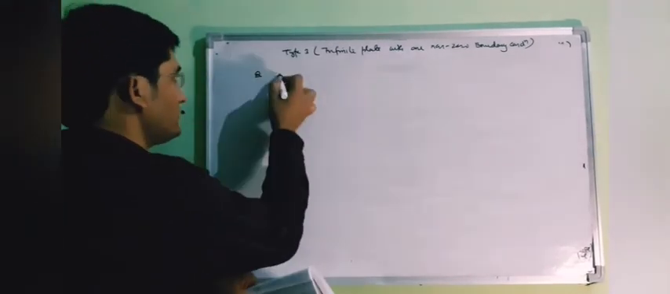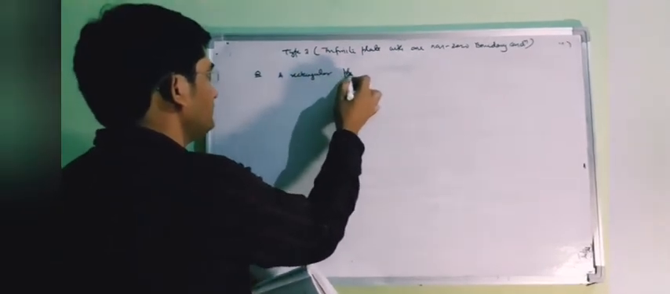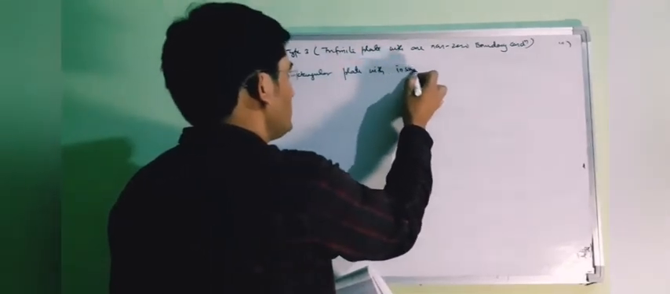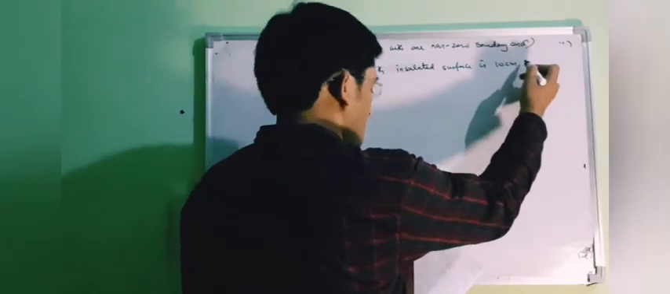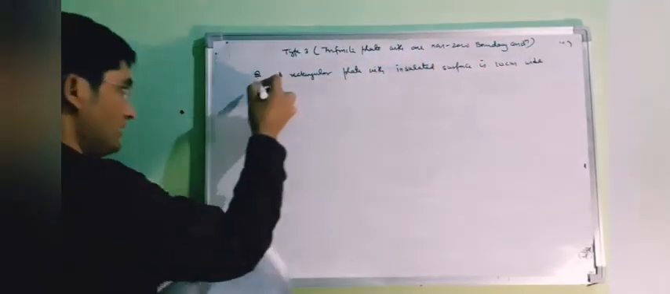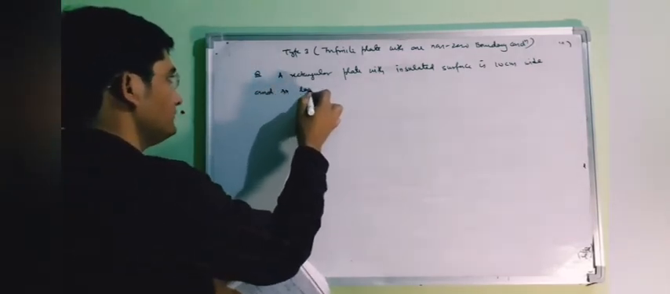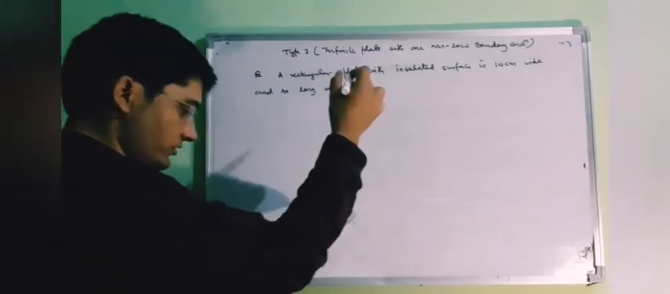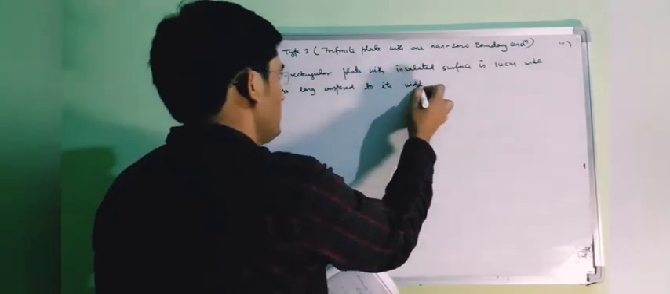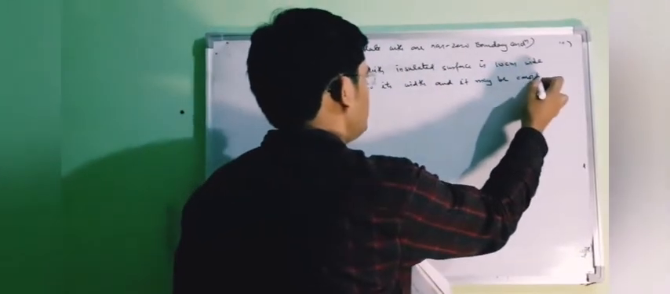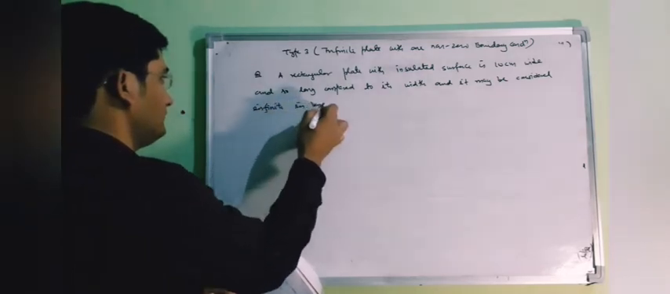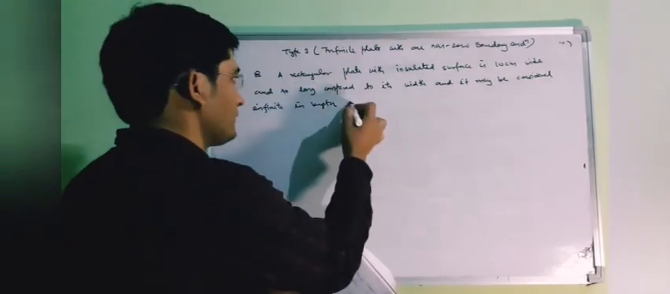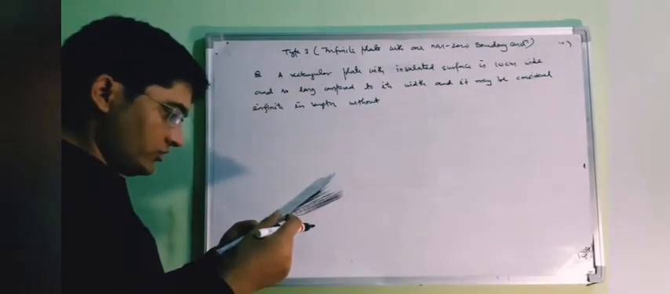A rectangular plate with insulated surface is 10 centimeter wide and so long compared to its width that it may be considered infinite in length without introducing appreciable error.